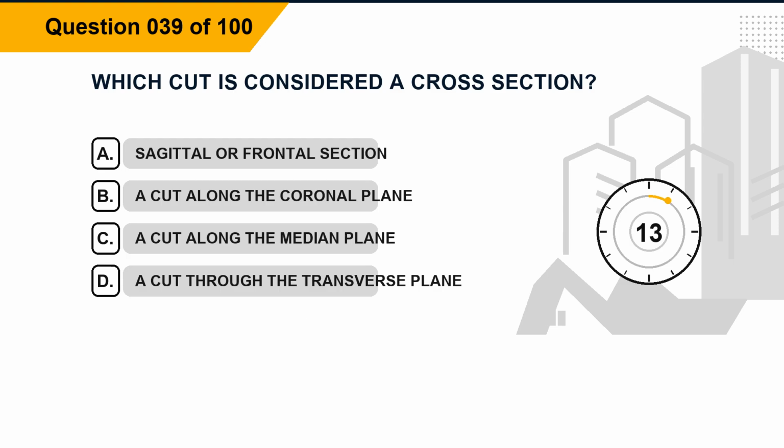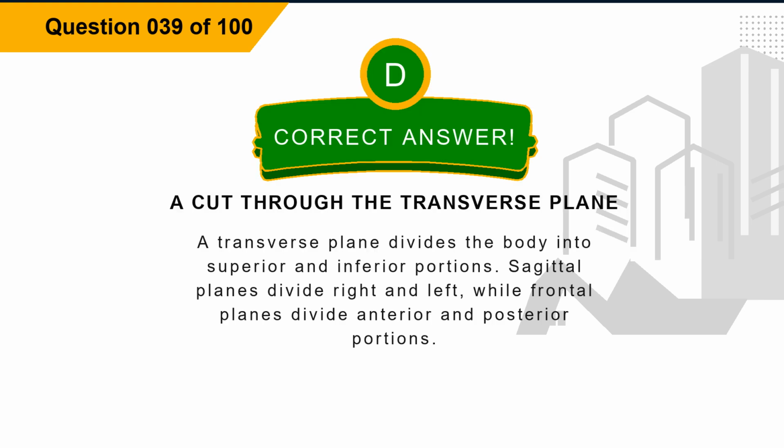Question 39. Which cut is considered a cross-section? Option A, sagittal or frontal section. Option B, a cut along the coronal plane. Option C, a cut along the median plane. Option D, a cut through the transverse plane. The correct answer is option D, a cut through the transverse plane. Explanation. A transverse plane divides the body into superior and inferior portions. Sagittal planes divide right and left, while frontal planes divide anterior and posterior portions.